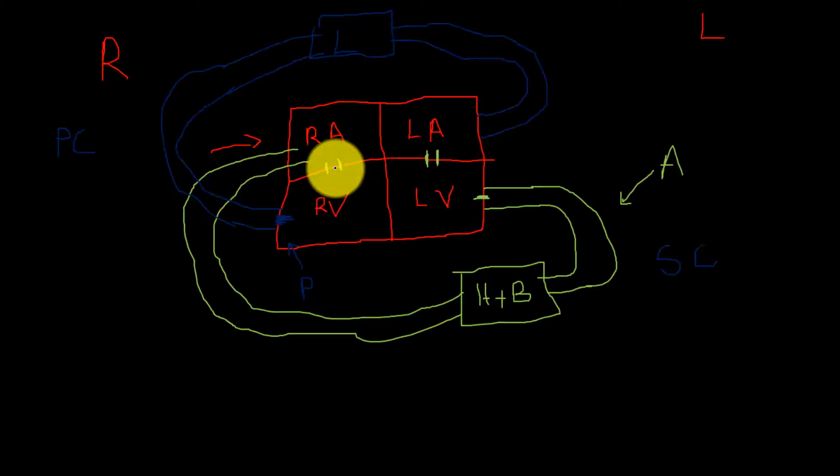The one on the right is known as the tricuspid valve. The one on the left is known as the mitral valve or the bicuspid valve. Then you also have semilunar valves, which are between the ventricles and the large vessels. Between the left ventricle and the aorta, you have your aortic valve. Between the right ventricle and the pulmonary trunk, you have the pulmonic valve.